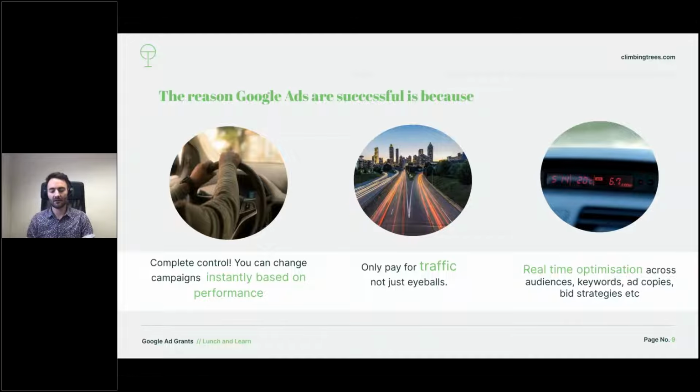For search ads in particular, you're only paying for traffic, not just eyeballs. So in terms of that $10,000 of media spend, you'll only be using that when someone actually clicks on an ad, as opposed to just seeing the ad. And then it's great for being able to make real-time optimization across various factors within the account. You can see what's working and what isn't, and make tweaks, and over time improve the performance of the account.